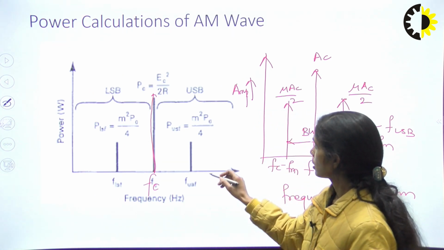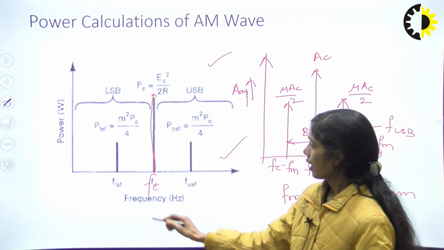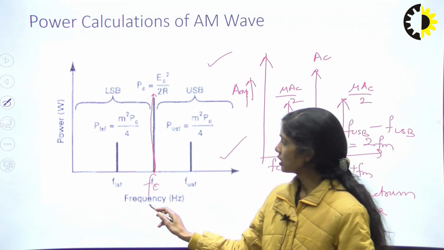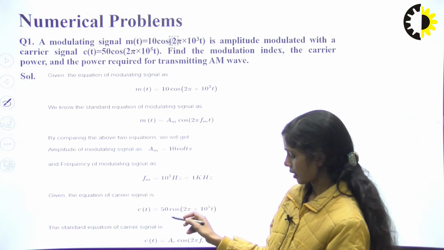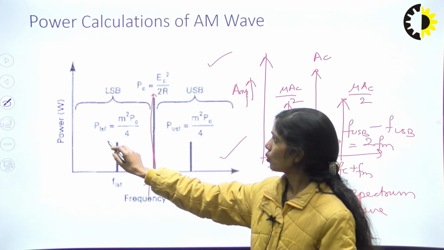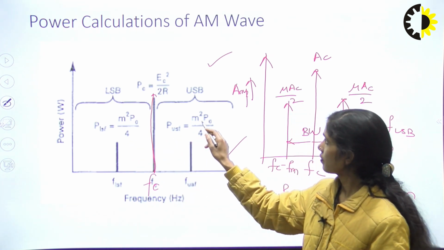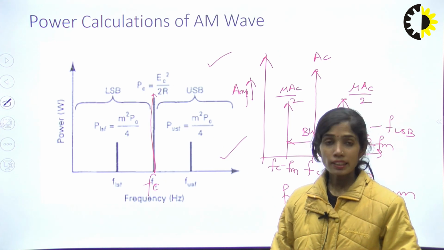So this is showing the power spectrum, or power calculation, of the AM wave, and we have this spectrum. This is the power and frequency spectrum. Same as what we had drawn earlier, this is for the carrier signal, Ac square by 2R we get. For the lower sideband, mu square Pc divided by 4, and for the upper sideband we have mu square Pc divided by 4. So let us end here.